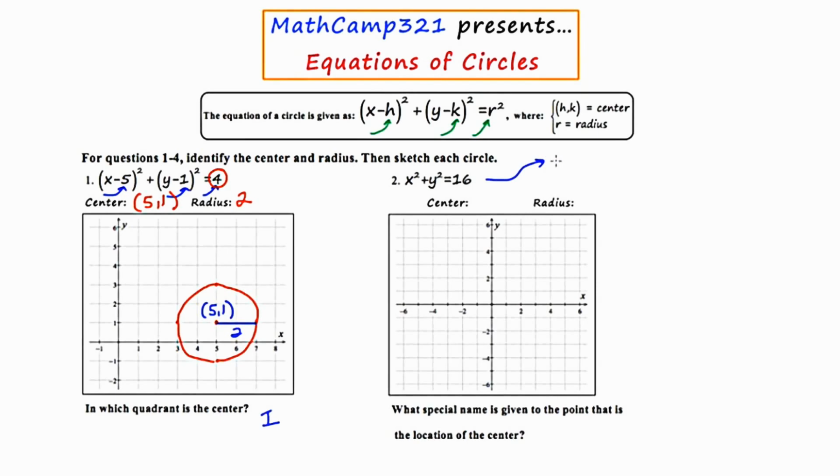I'm going to write it in the following way: (x − 0)² + (y − 0)² = 16. Now, x − 0 is the same as just x, and y − 0 is the same as just y. So you may ask, why did you bother to rewrite it then? Well, writing it this way makes it look exactly like the template in the rounded box.